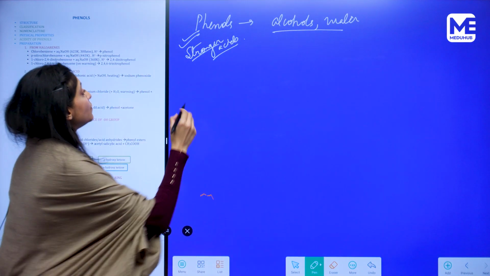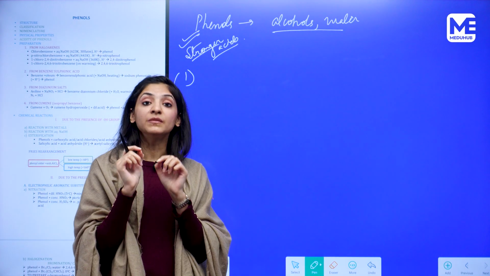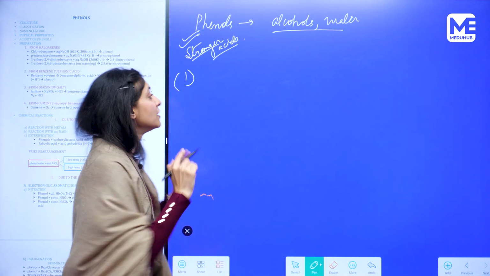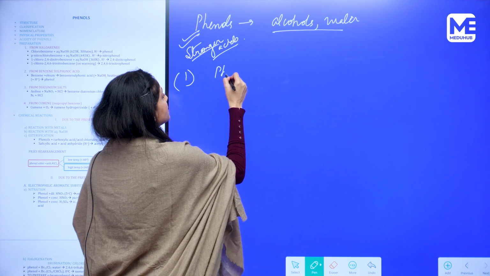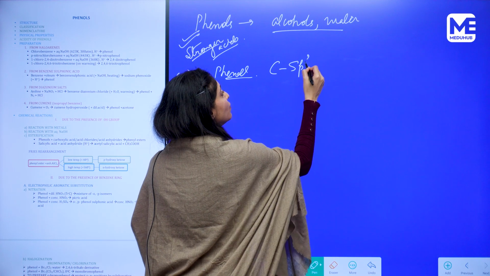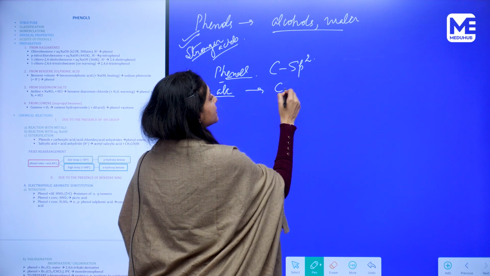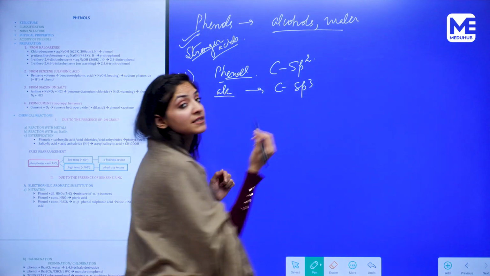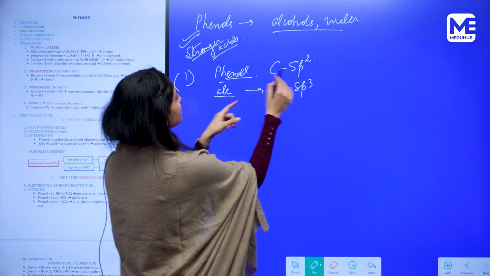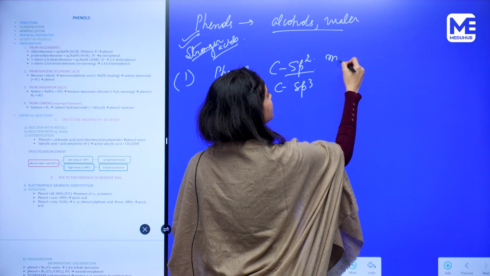Stronger acids. So the first reason is the nature of the carbon atom, the hybridization of the carbon atom to which the oxygen atom is attached. Here in phenol, the carbon is sp2 hybridized, whereas in alcohols, the carbon is sp3 hybridized, which we have discussed earlier. Okay, so sp2 hybridized carbon is more electronegative.